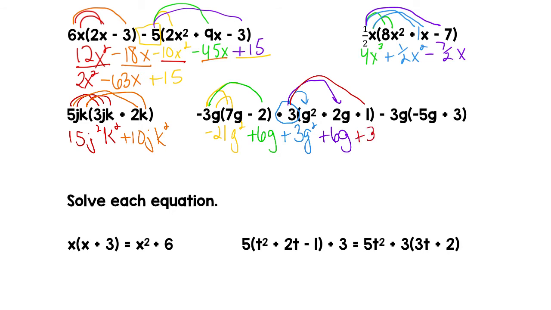Last set of parentheses. Now we've got -3g times -5g. That makes plus 15g squared.